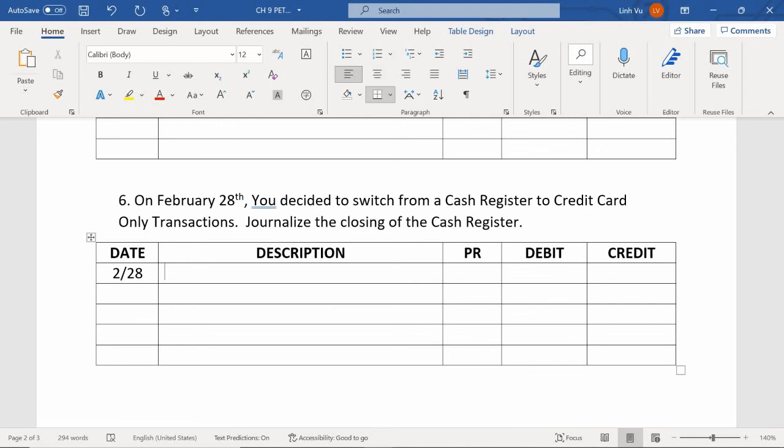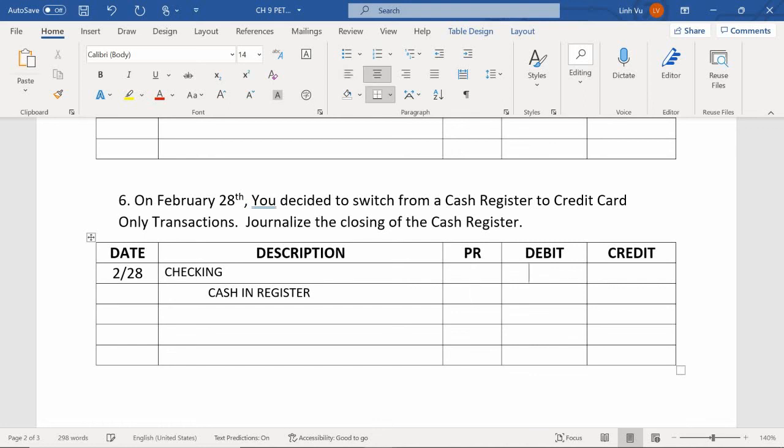Checking account, debit, credit, cash in register. Good. So in this case, what are you going to do with $500? You're not going to pocket it and walk away. You're going to put it directly back into the bank account because that's money you're going to use for the rest of your business.